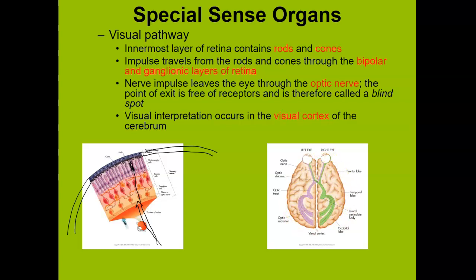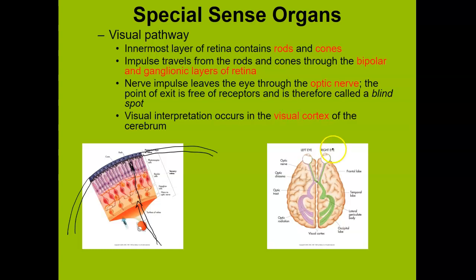Now, the optic nerve itself generates what's called the blind spot, where the optic nerve and the vasculature come in and out of the eyeball. There are no photoreceptors there because you basically have a bunch of tissue going in and out of the eyeball.